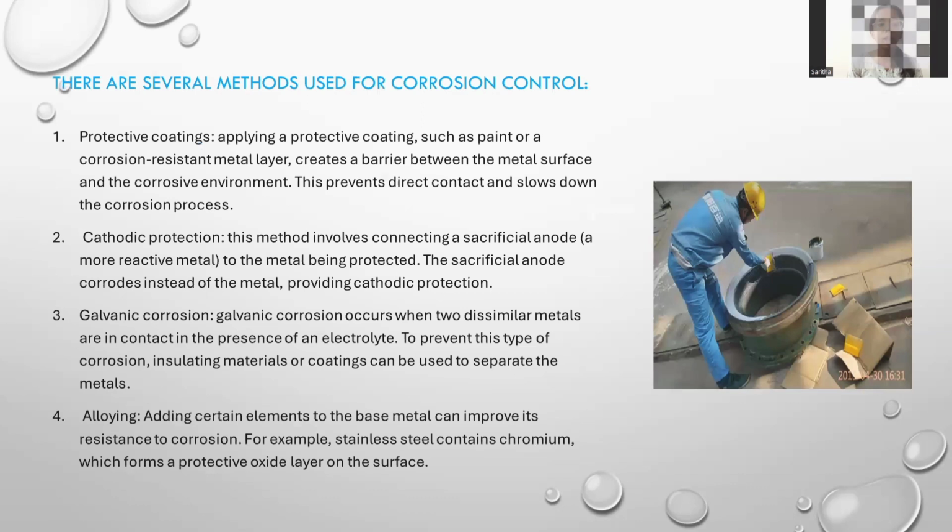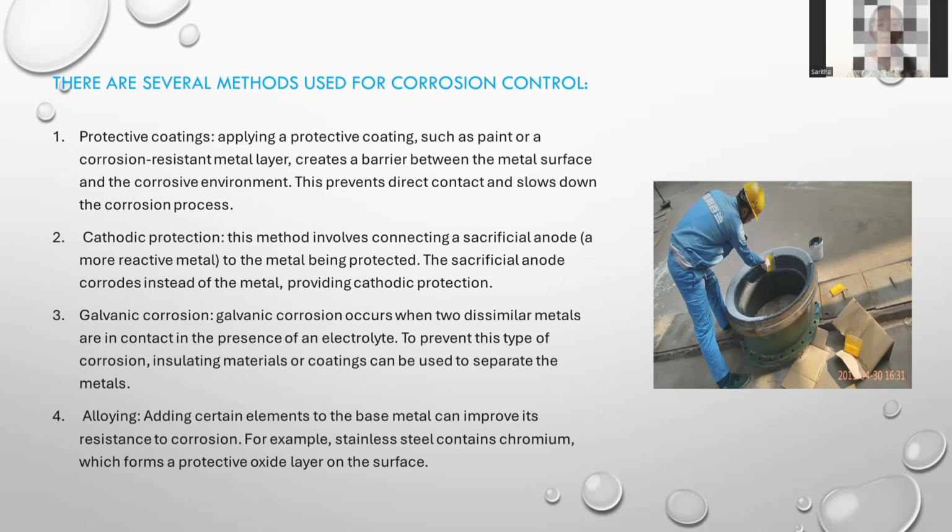When it comes to protective coatings, applying protective coatings such as paint or a corrosion resistant metal layer creates a barrier between the metal surface and the corrosive environment. This prevents direct contact and slows down the corrosion process. In this figure, we can see they are applying paint on some steel metals.